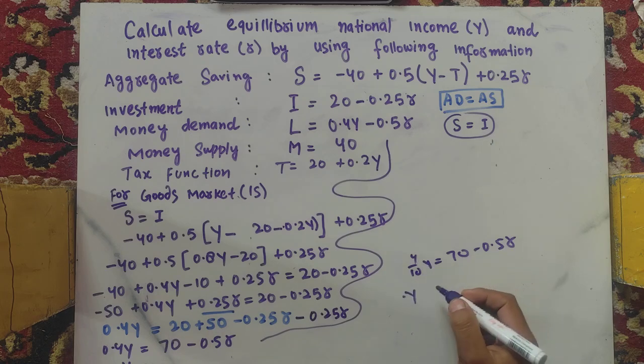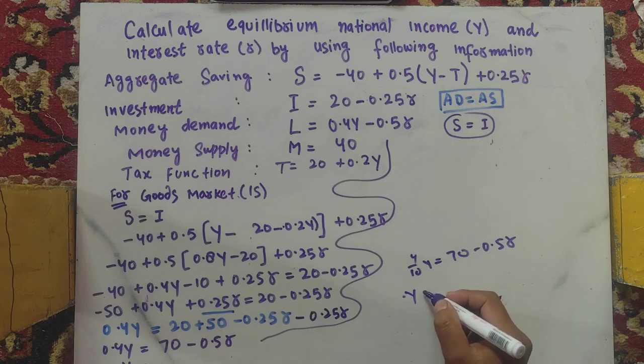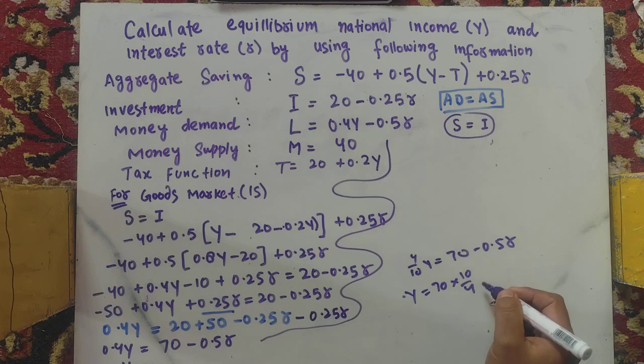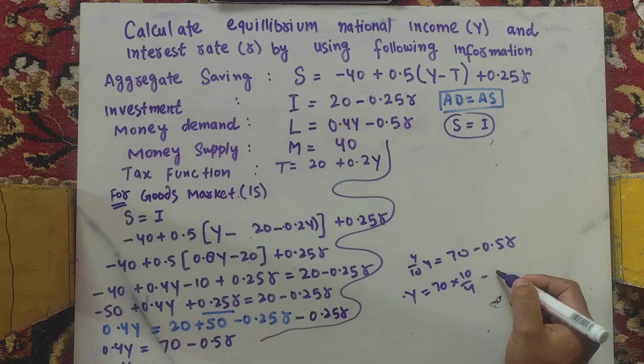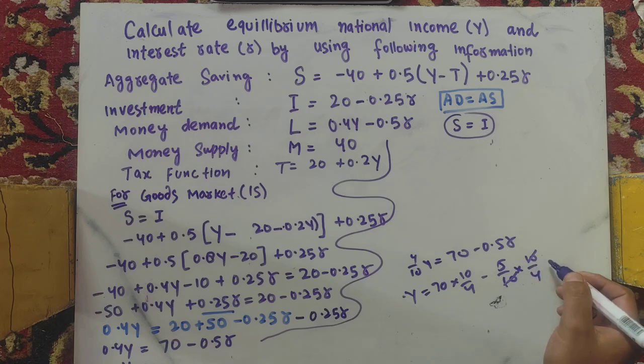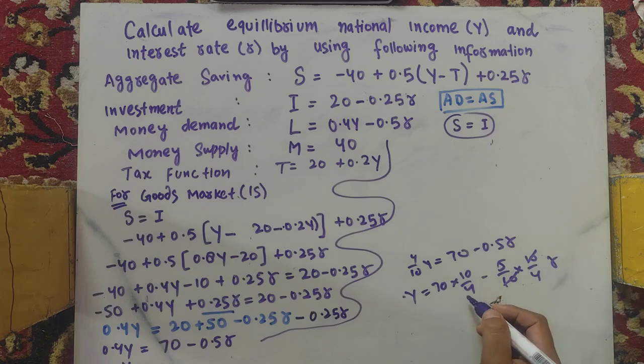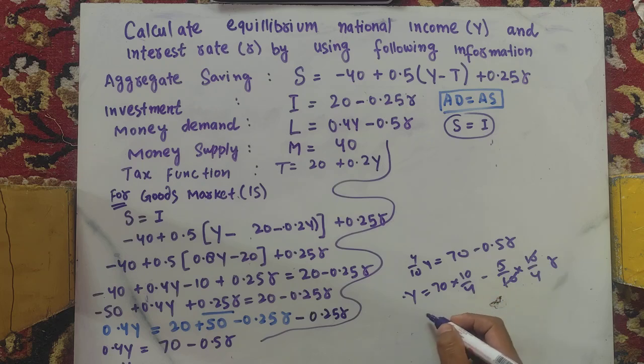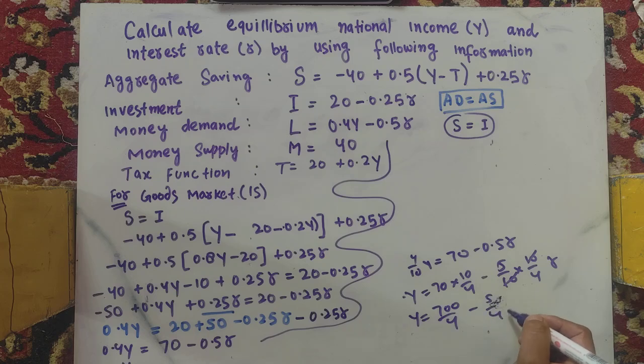If I transpose it to the right as RHS, we will get y is equal to 70 into 10 upon 4 minus 0.5 r, which can be written as 5 upon 10 into 10 upon 4 r. So we will get 700 upon 4 minus 5 upon 4 r.